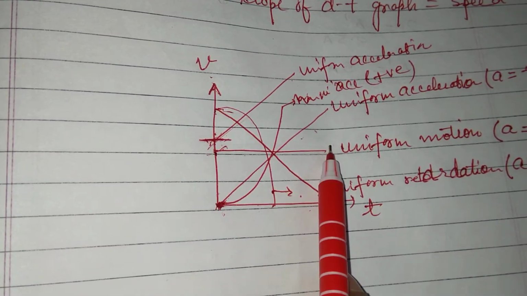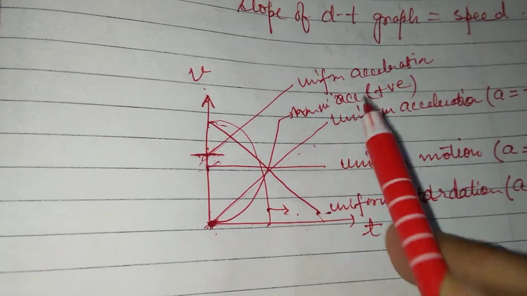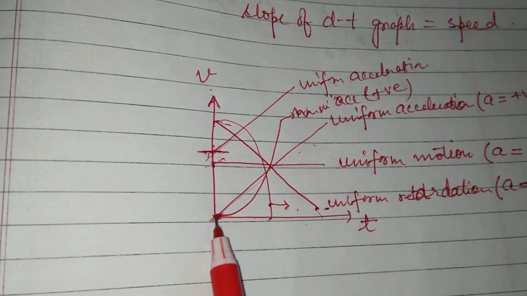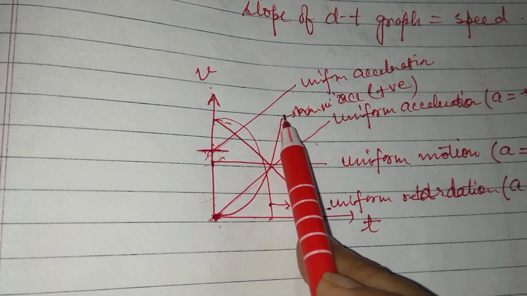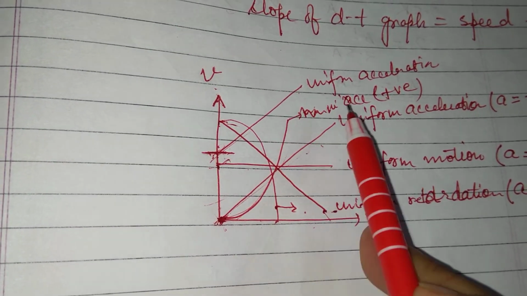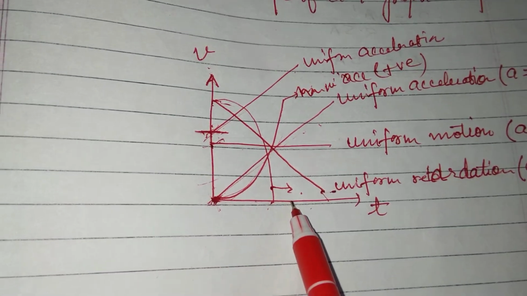Straight line parallel to time axis, uniform motion. Straight line having constant slope, uniform acceleration. Straight line having negative slope, uniform retardation. And if it is any curved line, then it will be non-uniform. Curved line increasing upward, so it is non-uniform acceleration. Curved line decreasing, so it is non-uniform retardation.